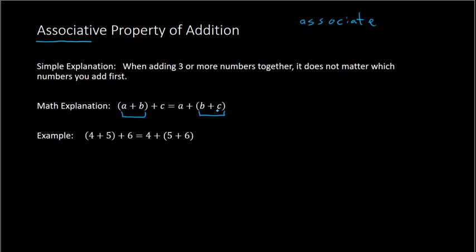So using actual numbers, if we had 4 plus 5 plus 6, it doesn't matter if we group together 4 and 5 and add those first to get 9 plus 6, or if we group together the 5 and the 6 to get 11, and then we add 4 with that. Either way, we get 15, right? So it doesn't matter how we group together the numbers. Okay, we still get the same solution. So the grouping does not make a difference with addition.